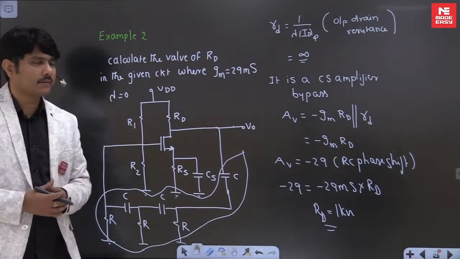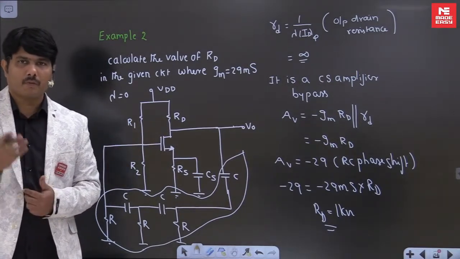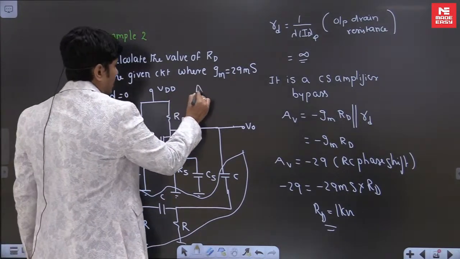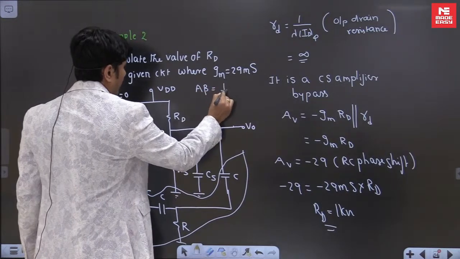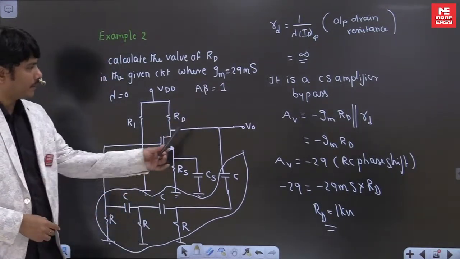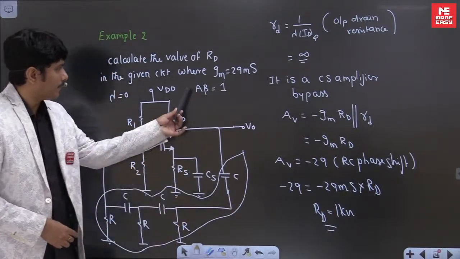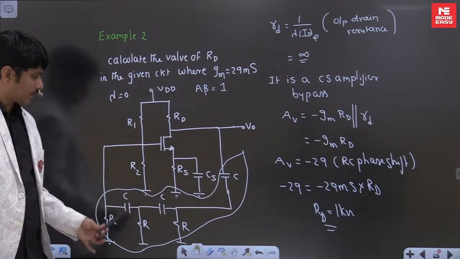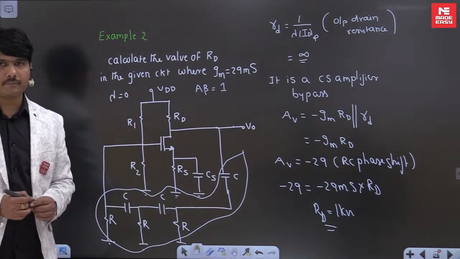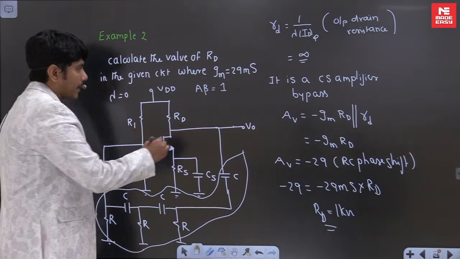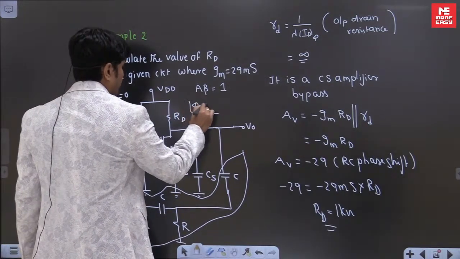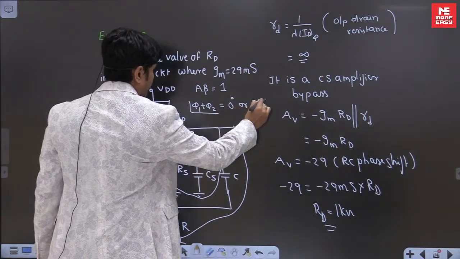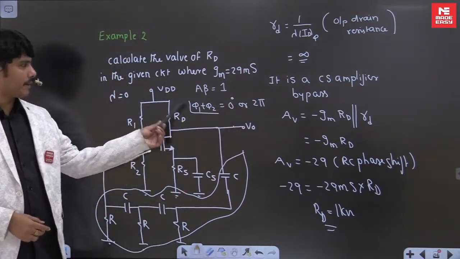Everybody knows oscillators require only two basic things. One is that A beta should be equal to 1. That's why in RC phase shift, if the gain is minus 29, the beta factor they will design is minus 1 by 29. This is the beta factor, which is the attenuation factor reverse to the gain. We are going to design it. And the second criterion is the total loop phase should be 0 degrees or 2 pi. This concept is very clear for me.